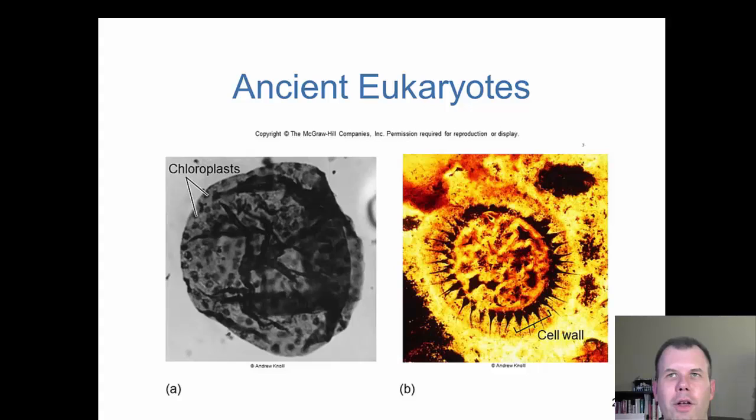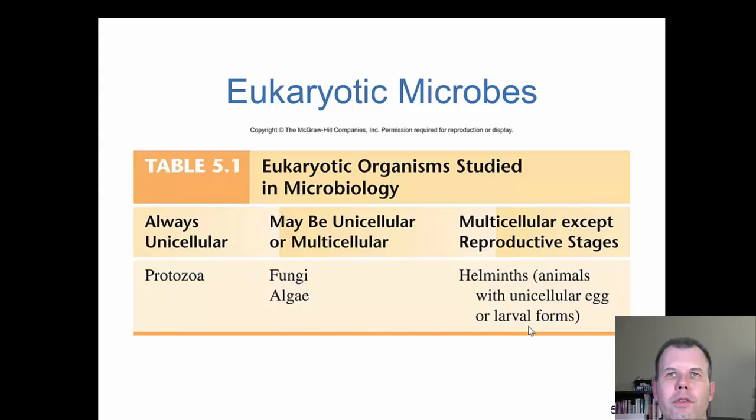Okay, so now on to the eukaryotic cells. So let's go on to the eukaryotic cells. So here are some of the ancient eukaryotic cells, shows you some of the differences in the chloroplast. So you can see the cells that had the chloroplast, and then also some of the cell walls. Okay, so let's look at these eukaryotic cells now.